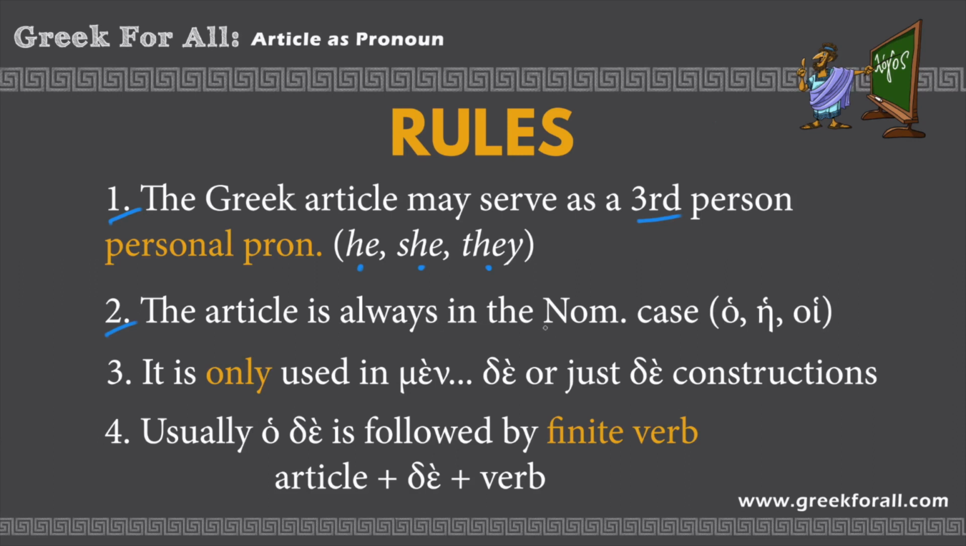Rule number 2. The article is always in the nominative case. Very important. So what you're gonna see in the text, it will be either the masculine ho for the singular and it will connect to he. It could be feminine singular, so we translate it as she, or you're gonna see masculine plural and we will translate them as they. Theoretically, the feminine plural hai will also work. However, I don't think you're gonna see this in the biblical text, so this is what you're gonna focus on, these 3 articles.